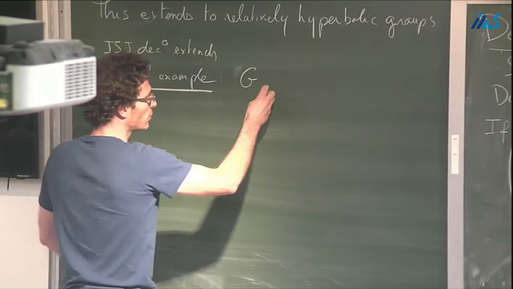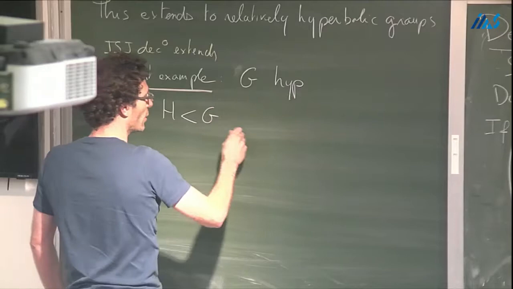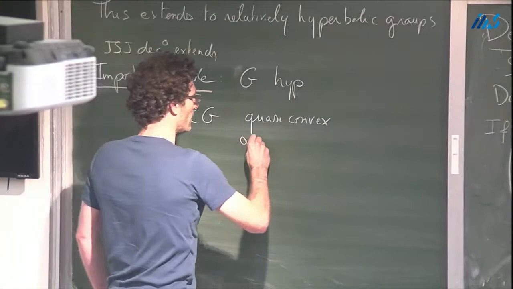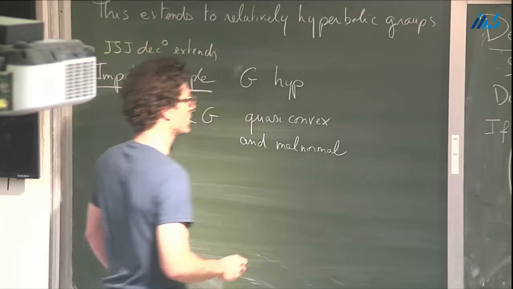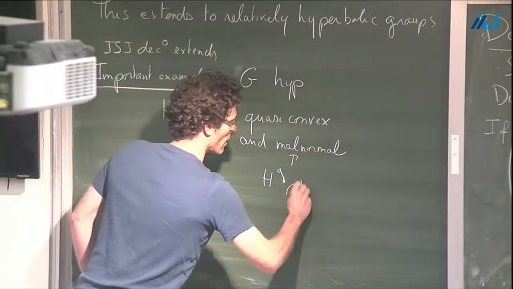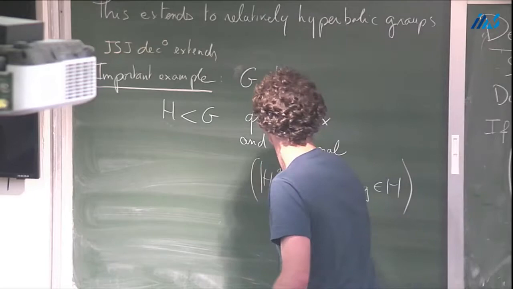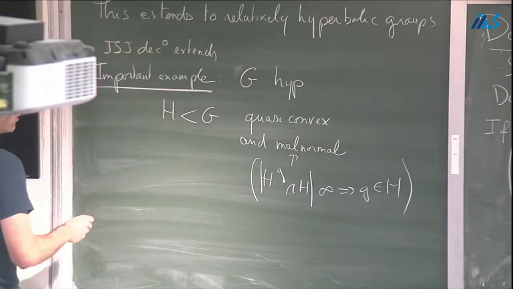So now go back to G, a hyperbolic group, torsion free, and H inside G, quasi convex. So, for instance, in the free group, that's automatic. I mean, it was supposed to be finitely generated, and malnormal. So that's a non-empty condition. Malnormal means that if this intersection is infinite, then G has to lie in H. Okay, that's the definition of malnormality. And in this case, it's a result by Bowditch that then G is hyperbolic relative to H.